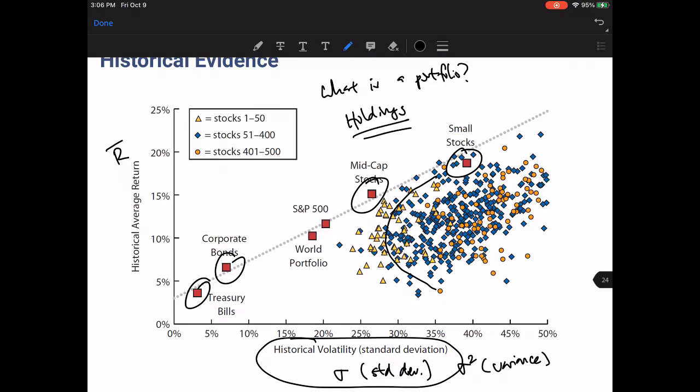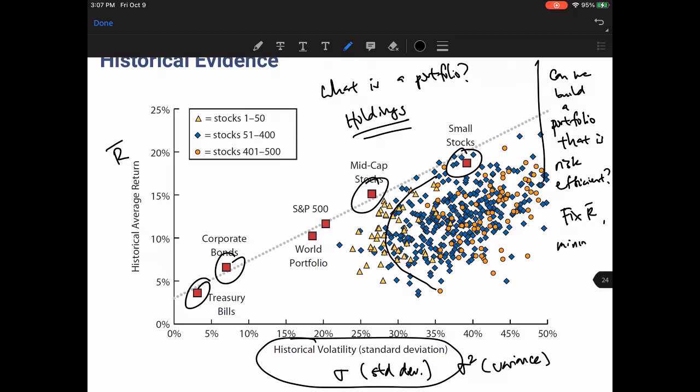Let me write the question you should be thinking about: can we build a portfolio that is risk efficient? And what I mean is fix R star and then minimize sigma. The answer is, of course, yes, and we will go over that math next week.